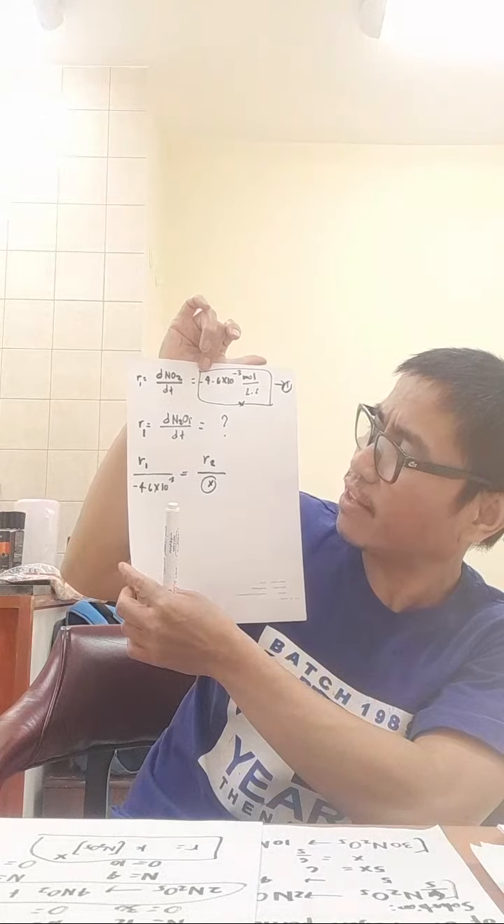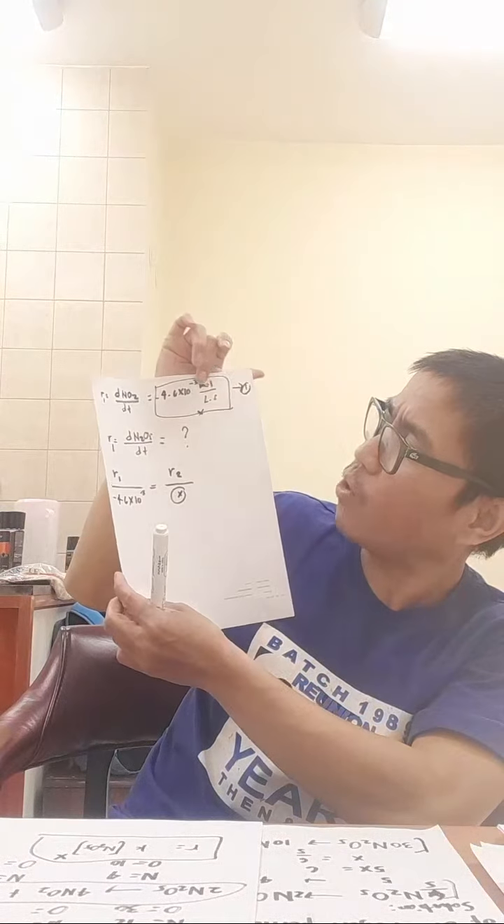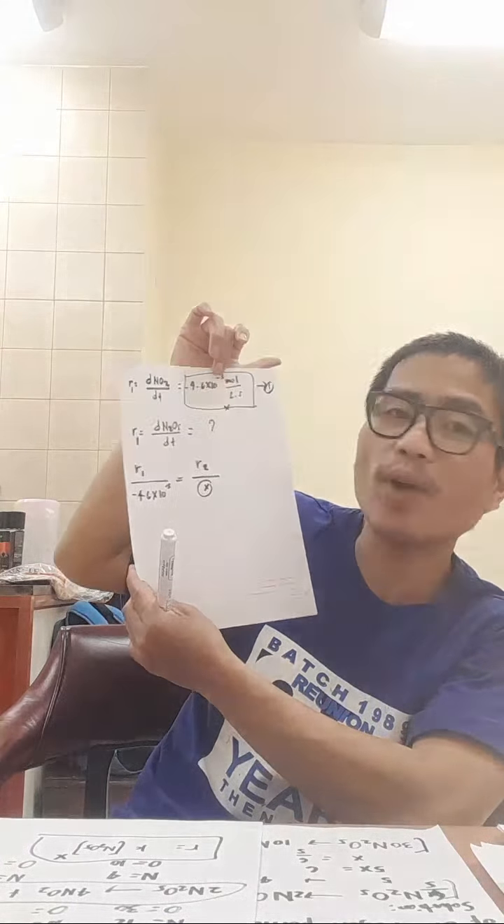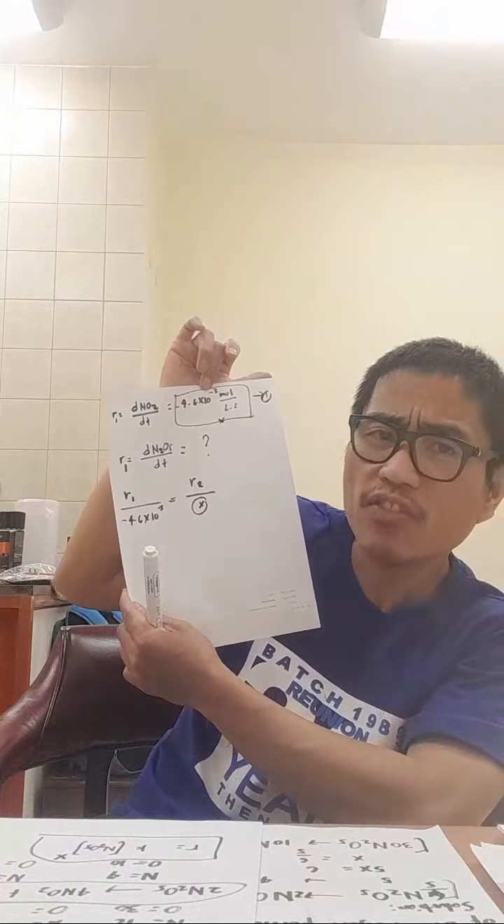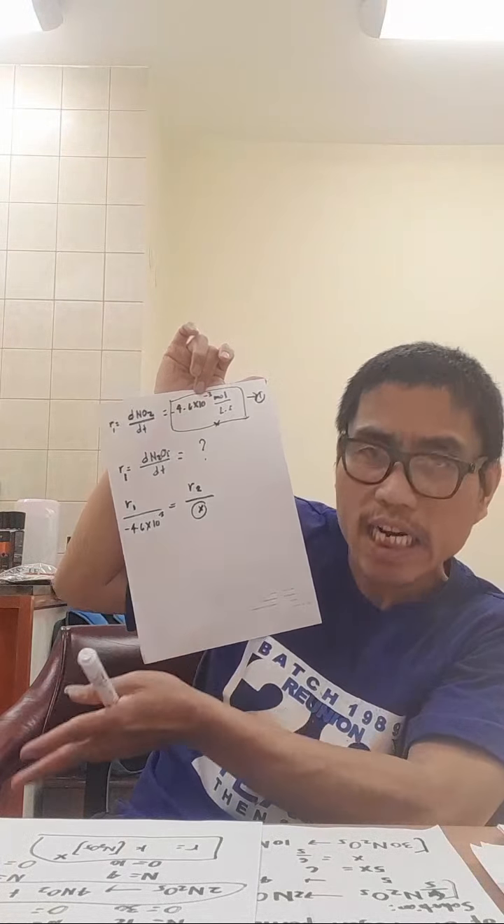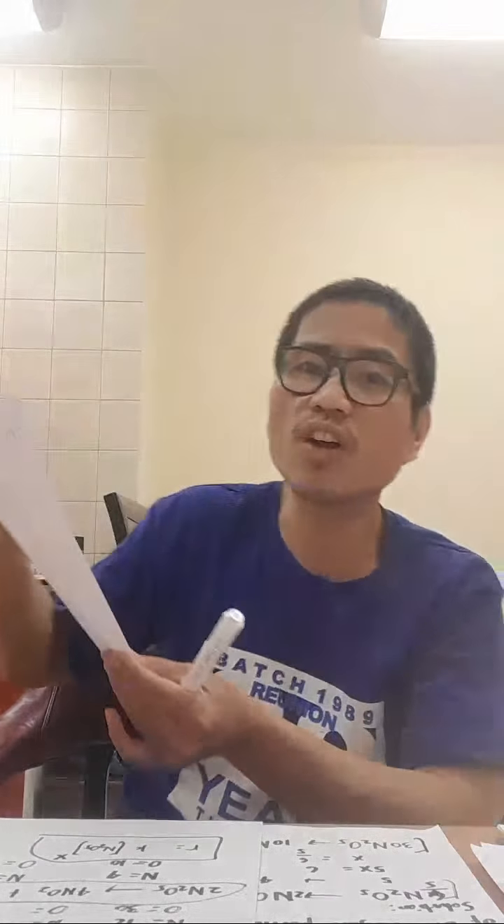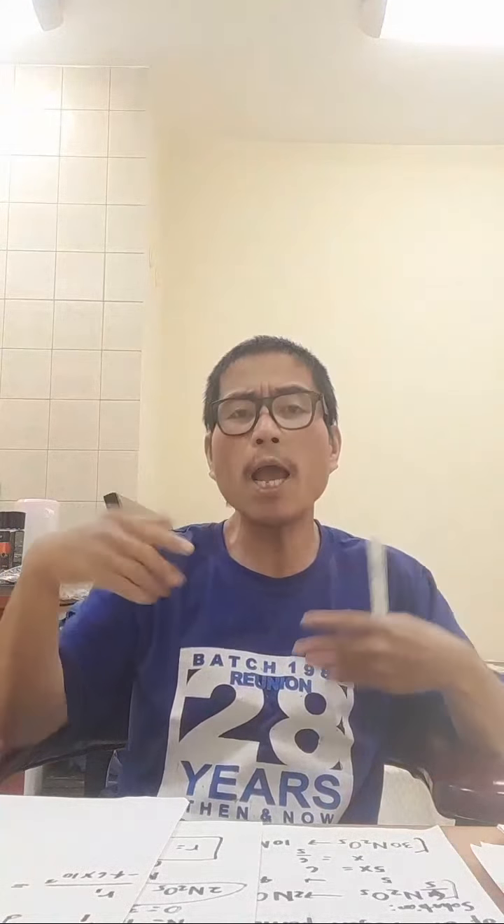So we use the NO2 as our basis of calculation. The rate of disappearance of NO2 will be our basis of calculation, linked to the chemical reaction. Now start with the rate which is negative 4.6 times 10 to the negative 3 moles per liter per second. Okay, this is our basis of calculation.